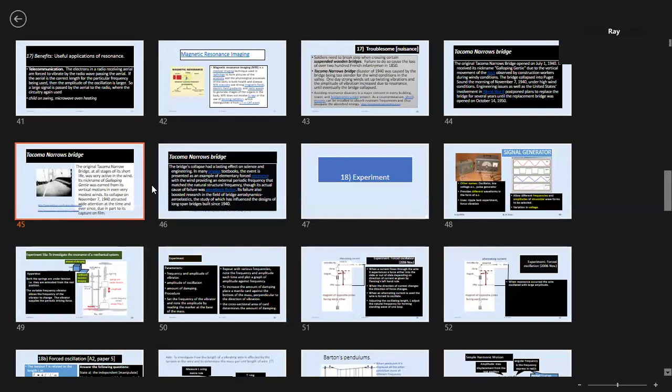Teacher, resonance is for sound, or wind also can, like air? Wind basically provides the driving force to cause the bridge to oscillate. Okay. Basically, the wind is just blowing the bridge, right? The wind is blowing, but it has a certain frequency. So when it becomes equal to the natural frequency of the bridge, then the bridge will oscillate with high amplitude.